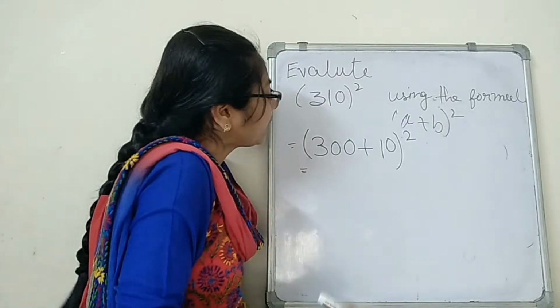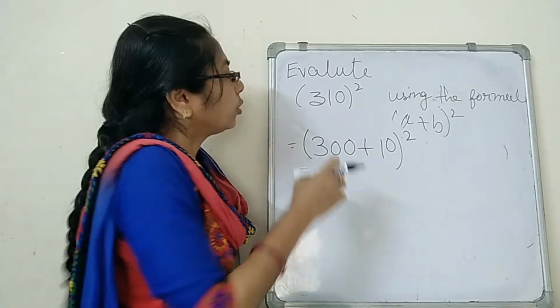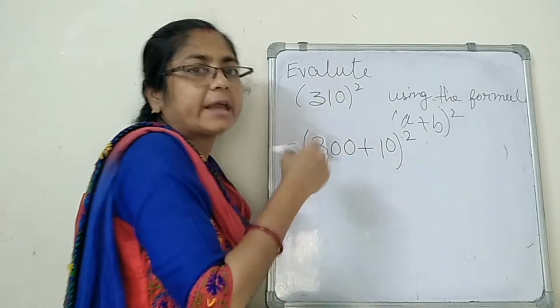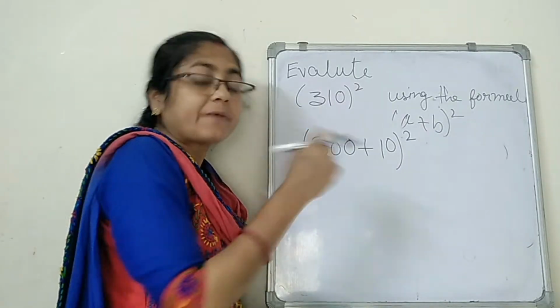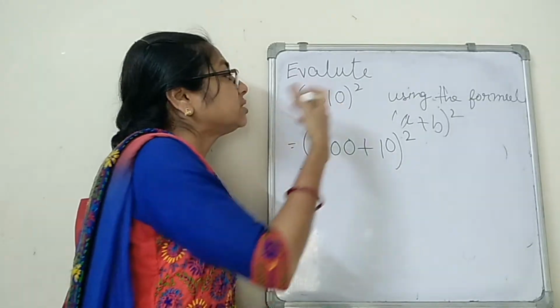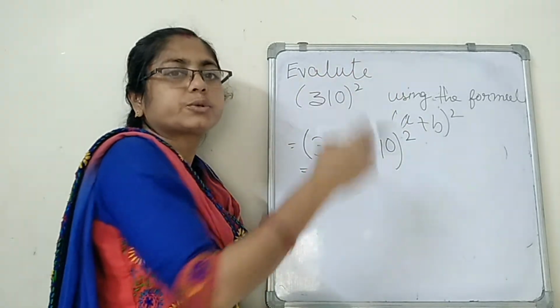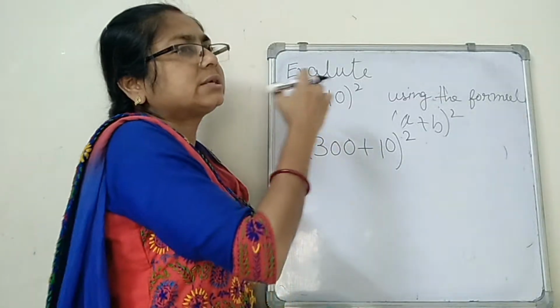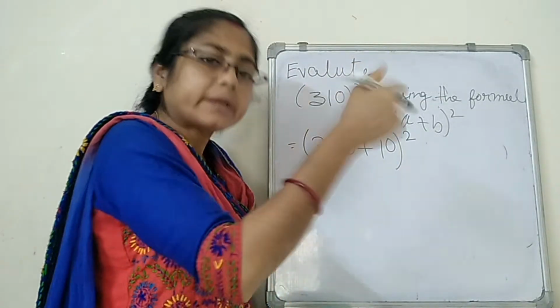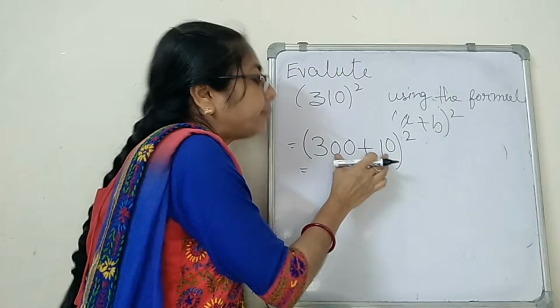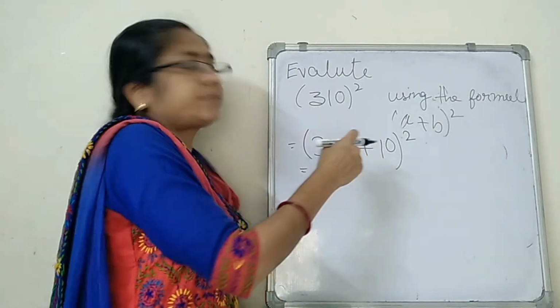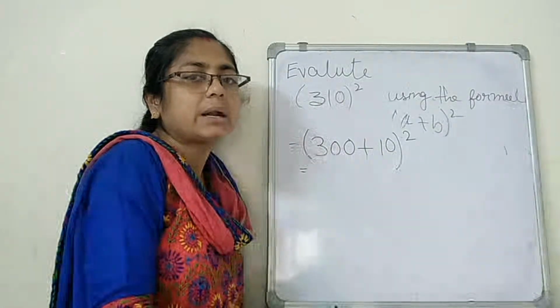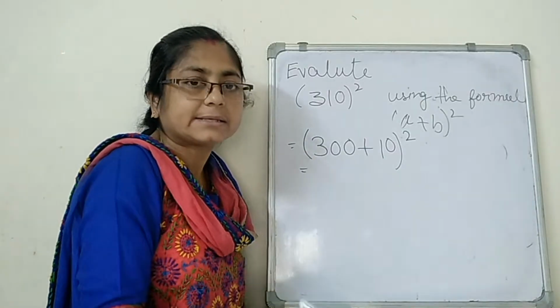Anybody may ask me, why do you write 300? Why not 309 plus 1? If anybody writes (309 plus 1) whole square, it is also right. You can write (305 plus 5) whole square, it is also right. But why do we write it in this way? Because if we use a zero-base number, then the calculation will be very easy.